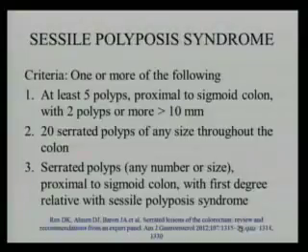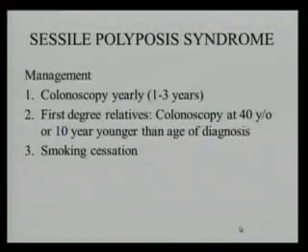They can be just sessile polyps, but they can also be part of a syndrome called sessile polyposis syndrome. What is the criteria for this? Any one of the three. If you have 5 polyps, 2 of them more than 10 millimeters, proximal to the sigmoid colon. If you have 20 serrated polyps anywhere in the colon. Or if you have serrated polyps of any number or size proximal to the sigmoid colon in a patient with a first-degree relative with sessile polyposis syndrome.